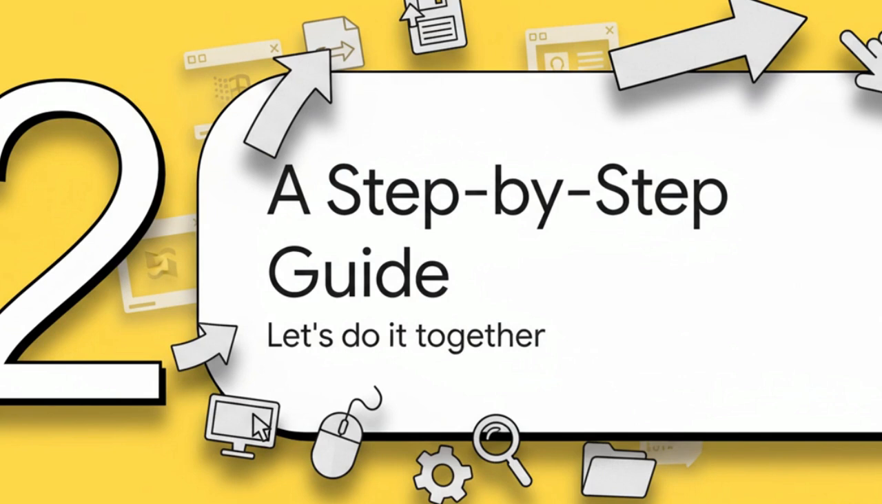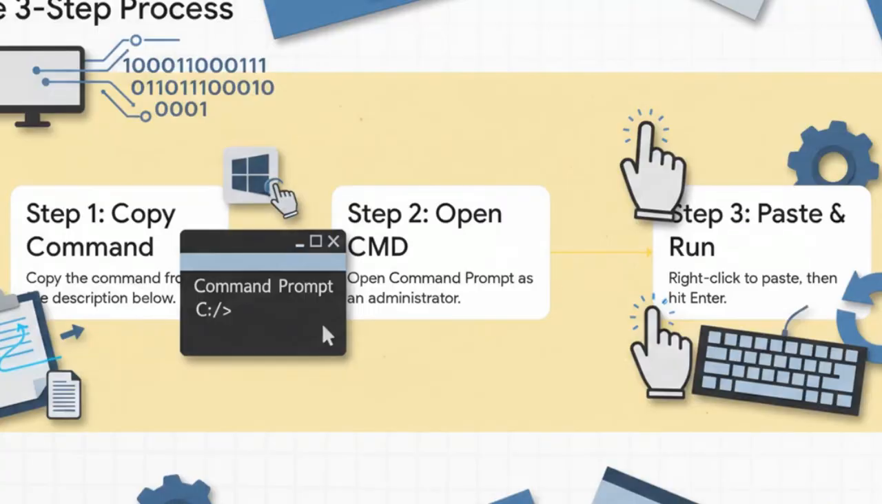All right, you ready? Let's just knock this out together. I'm going to walk you through every single step. It's so fast, anyone can do this. So, first things first, copy that command from the description. Got it? Okay, now go to your Start menu and just type CMD. You'll see command prompt pop up. Here's the important part. Right-click on it and make sure you pick Run as Administrator.